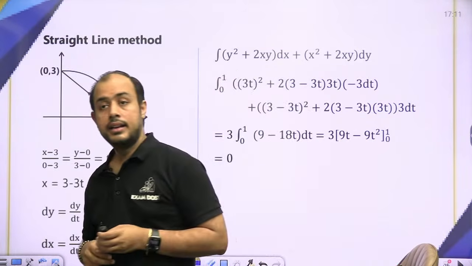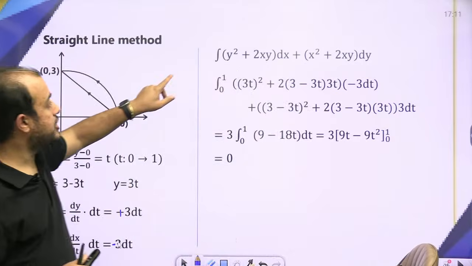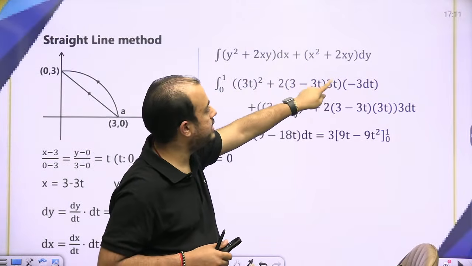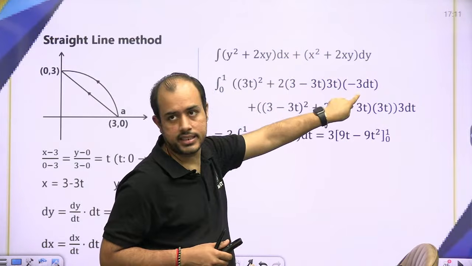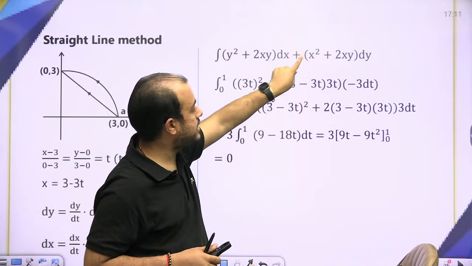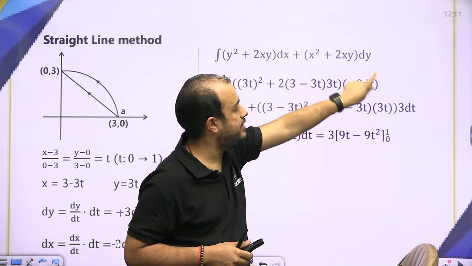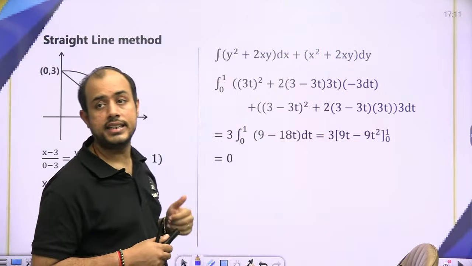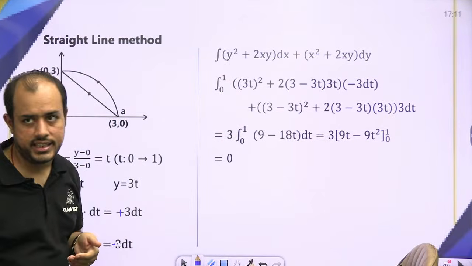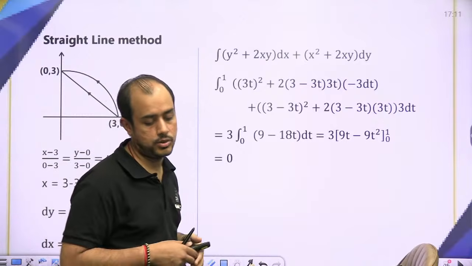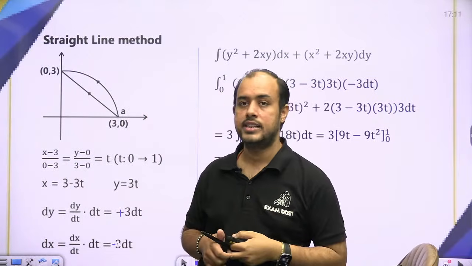Okay? Now in this integration, y is 3t, x is 3 minus 3t, y is 3t, dx is minus 3 dt. Then x is 3 minus 3t, x is 3 minus 3t, y is 3t, dy is 3 dt. Now this integration is a function of t, where t goes from 0 to 1. Again you get 0.